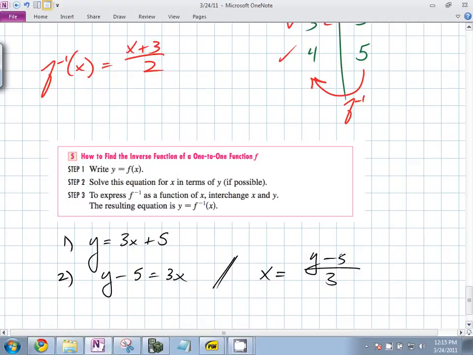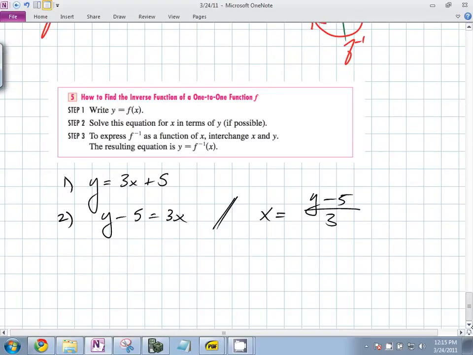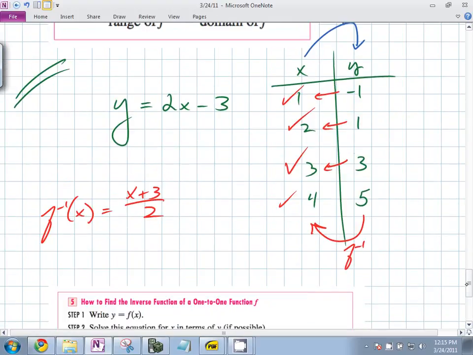Then it says to express f inverse as a function of x, interchange x and y. What do I mean by interchange? So what does y equal? That is f inverse of x. When you plug in the outputs, you will get back the inputs. So let's go back and try it up here. x equals 2y minus 3. You can switch first if you want. x plus 3 is equal to? So what does y equal? Does that match what we got?